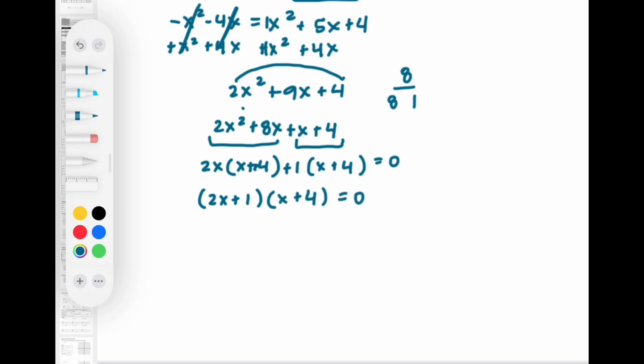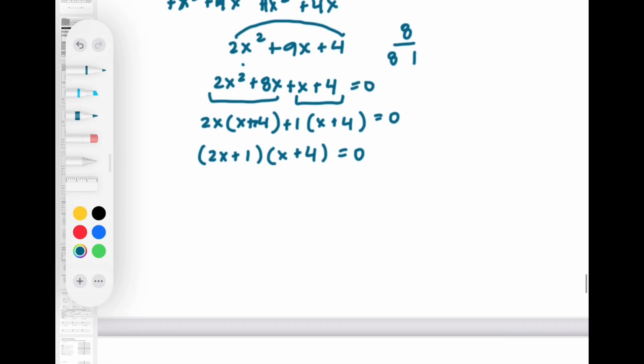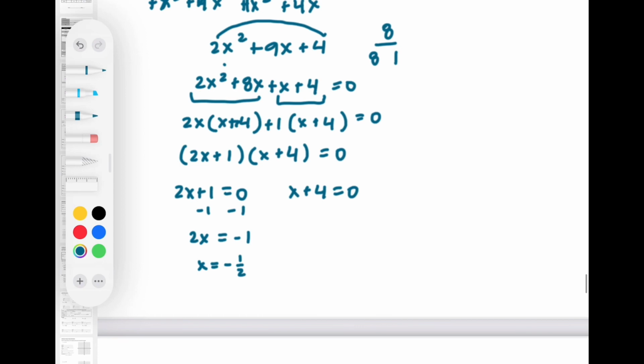All right, so we need to set those both equal to 0 and solve for x. So we're going to have 2x plus 1 equals 0 and x plus 4 equals 0. So subtract 1 from both sides. 2x equals negative 1. Divide by 2, x equals negative 1/2. And then for the other one, just subtract 4 from both sides, so we have x equals negative 4.